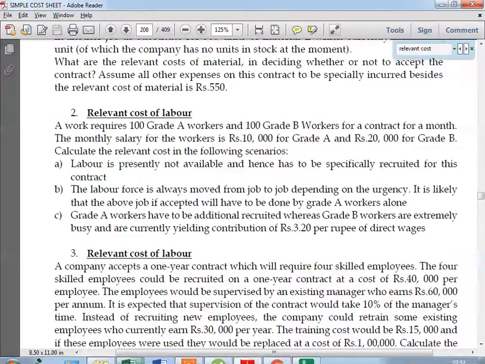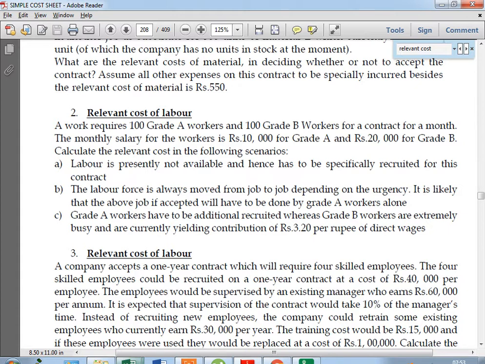Now please listen. Grade A workers are additionally recruited, so 100 into 10,000. Grade B workers are extremely busy and currently earning a contribution of 3.2 per rupee of direct wage. How much are the wages you are paying them? 20,000. If you are paying them 20,000, they are earning you 64,000 of contribution.